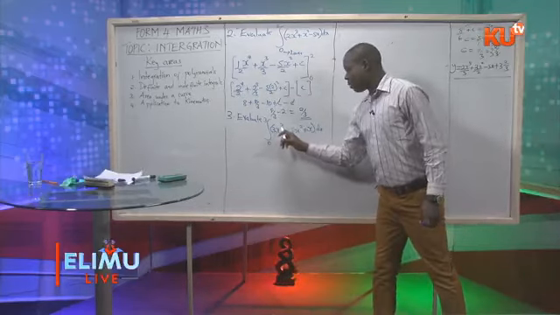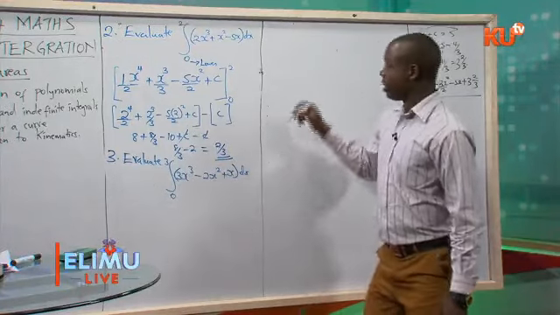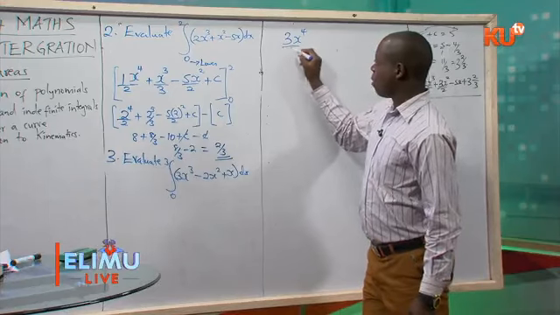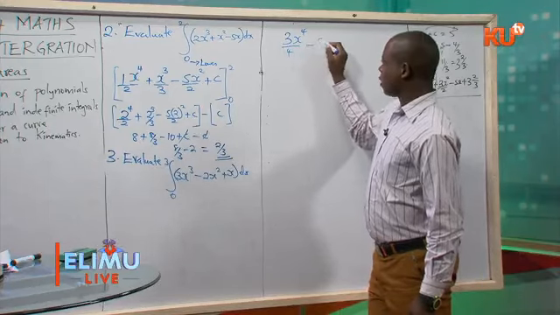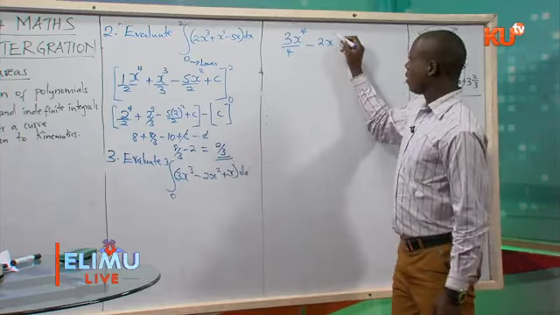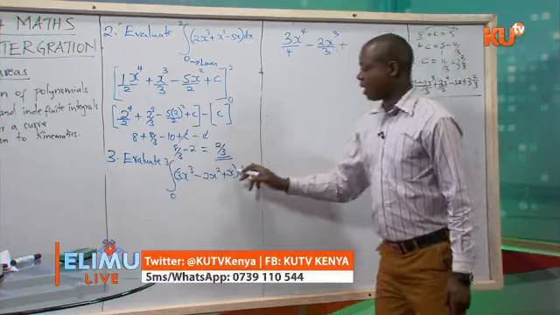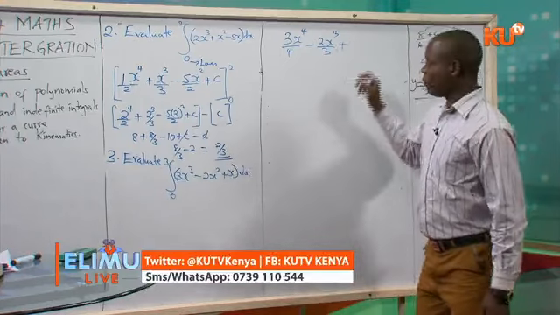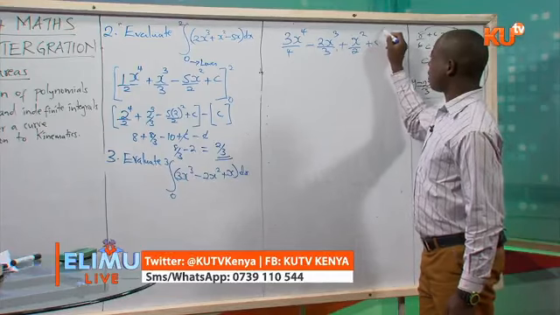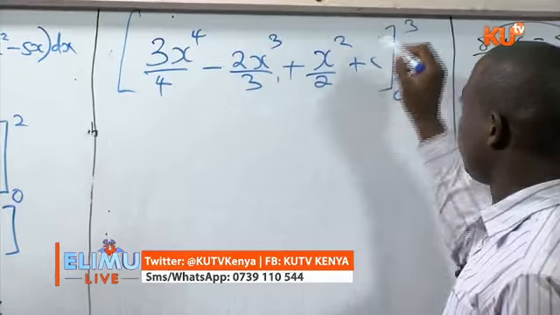We start by integration. We add 1 to the power, so we have power 3 at this point. Now we'll obtain 3x power 4 over 4 minus 2x, this is power 2, we add 1 to have power 3 over 3. Then plus x, at this point is power 1, so we'll have x power 2 over 2, then plus a c. And we are doing the integration from 0 to 3.